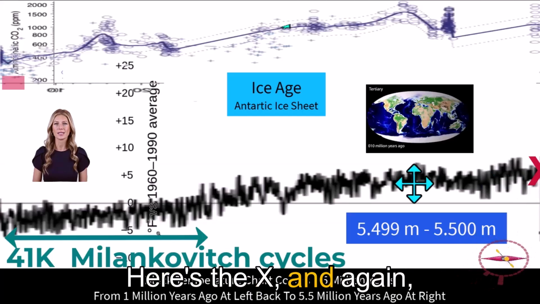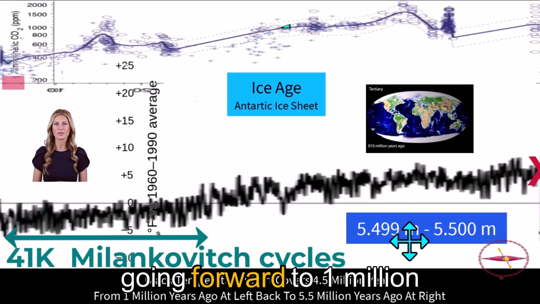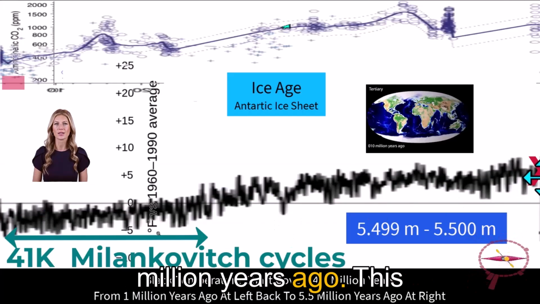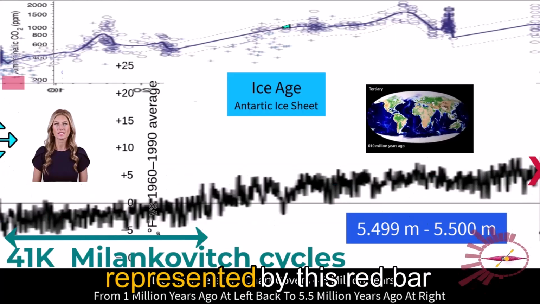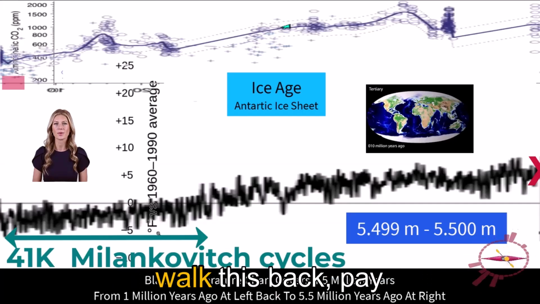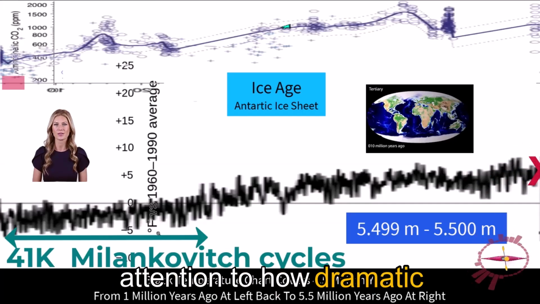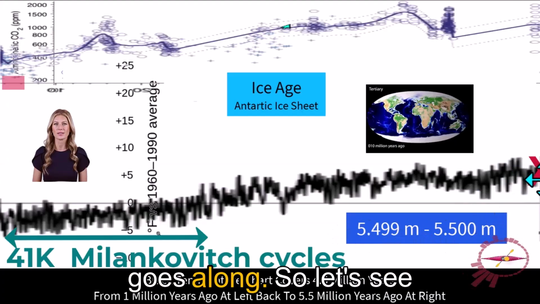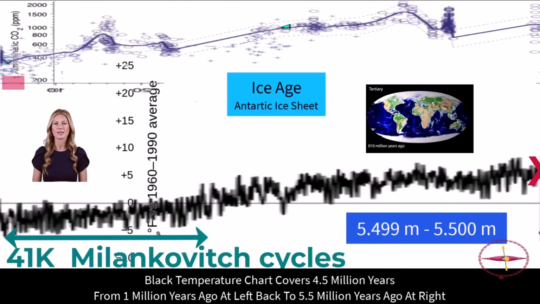Here's the X. And again, this temperature graph going forward to 1 million years ago, here back to 5.5 million years ago. This temperature range here is represented by this red bar here on this CO2 scale. So what I'm going to do now is walk this back, pay attention to how dramatic the temperature changes in periods of time as this goes along. So let's see what happens.